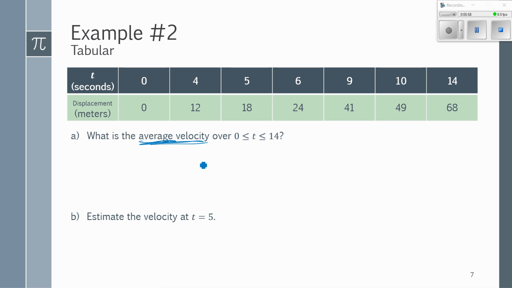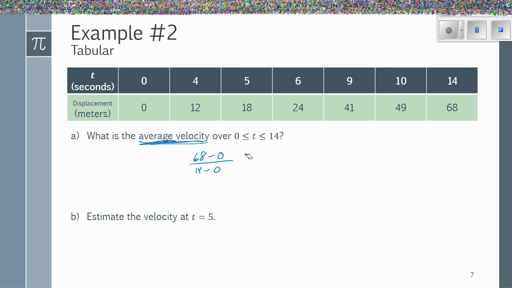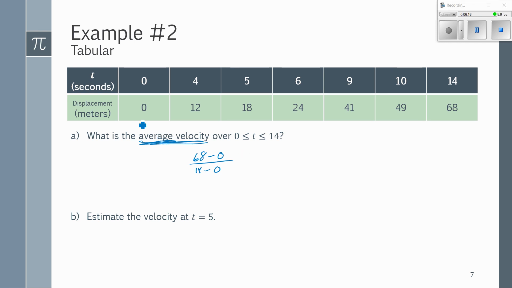Well, this is the change in my displacement here. So I'm doing the change in displacement over the change in time. And I don't need to simplify. But if they ask me for units, my numerator is in meters, my denominator is in seconds, and there is our average velocity.